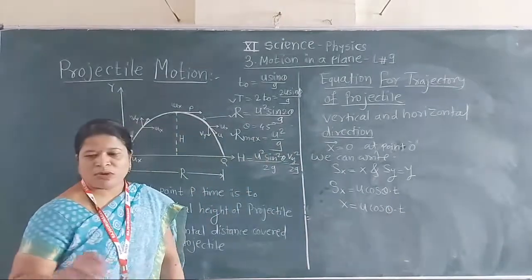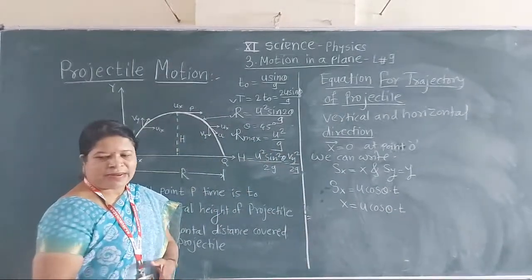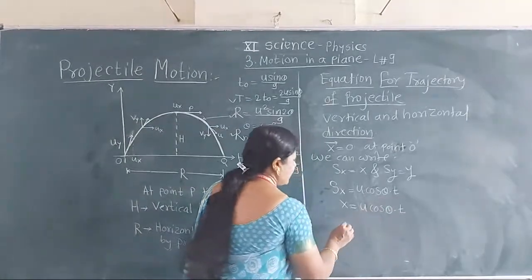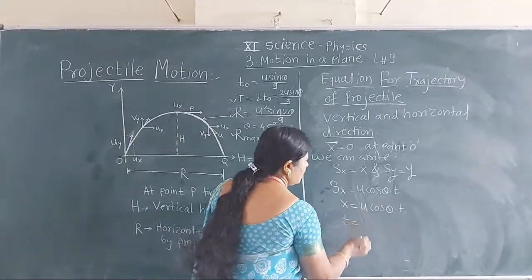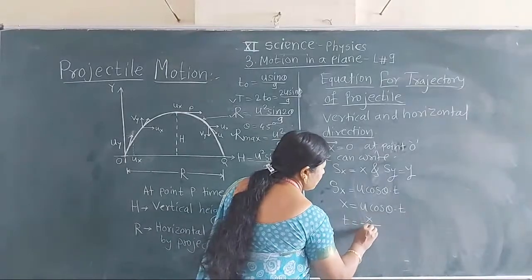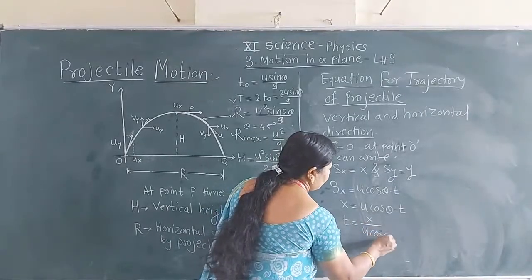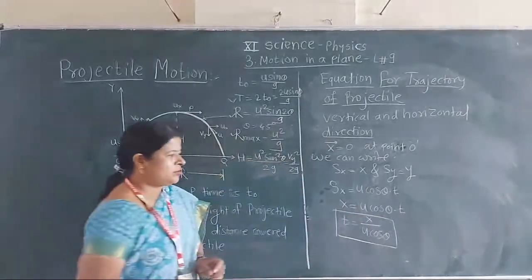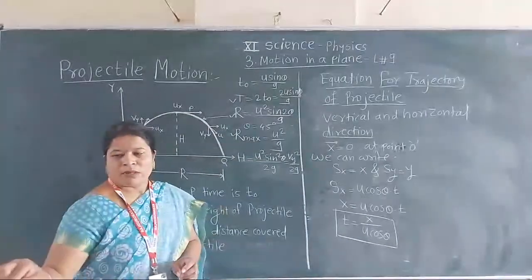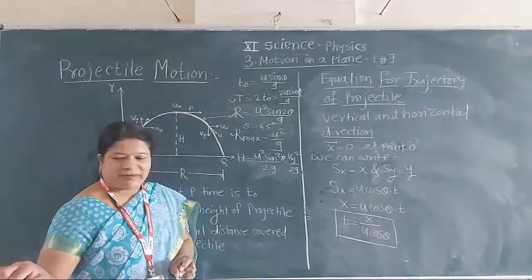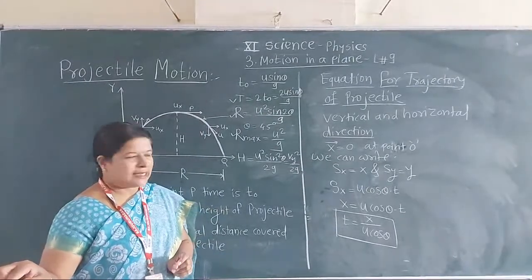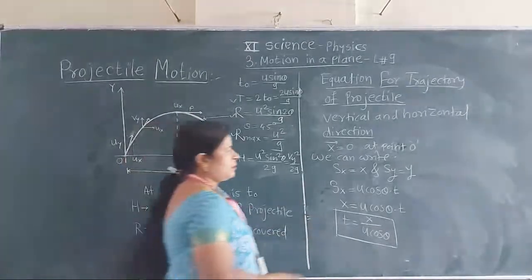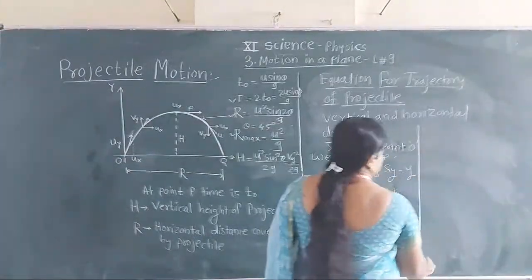X is equal to u cos theta into t. Therefore, t is equal to x divided by u cos theta along the x-axis. Now along the y-axis.